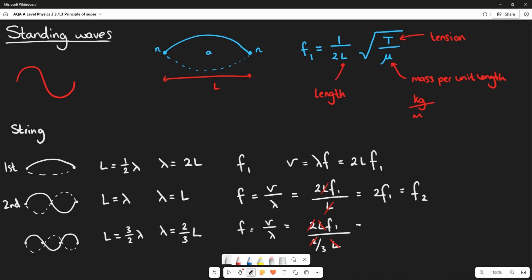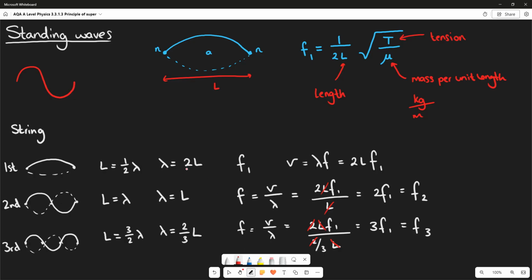And if you study algebra, you'll see that we get this outcome. So 3 times the first harmonic, this is the third harmonic. So we can call this the third harmonic. And if you notice, there is a pattern here.